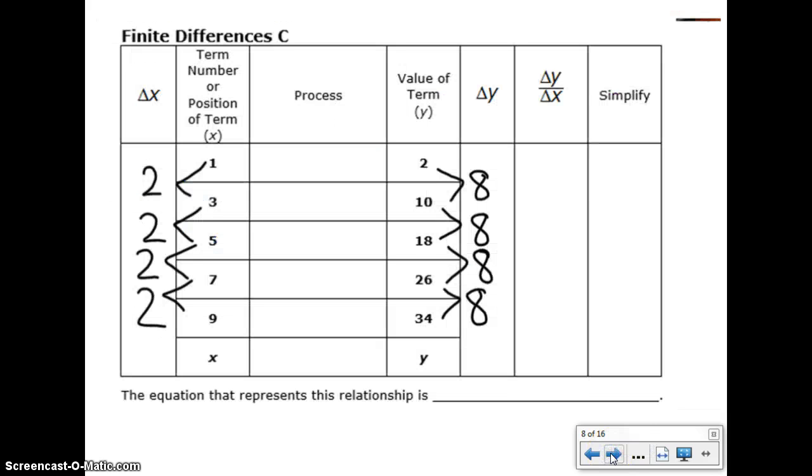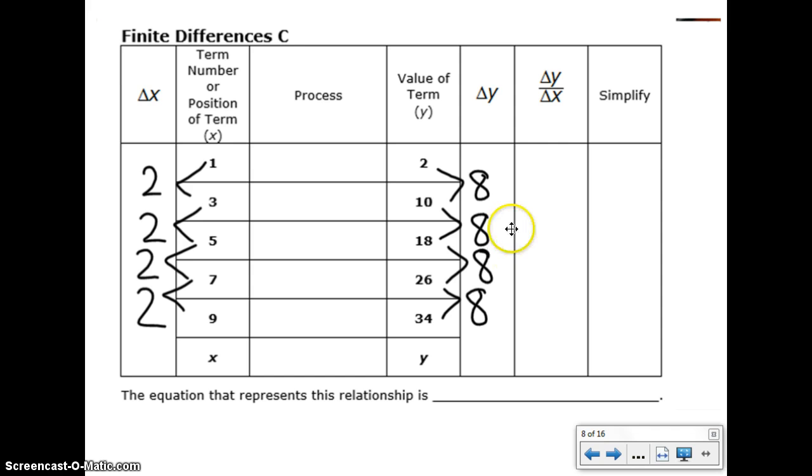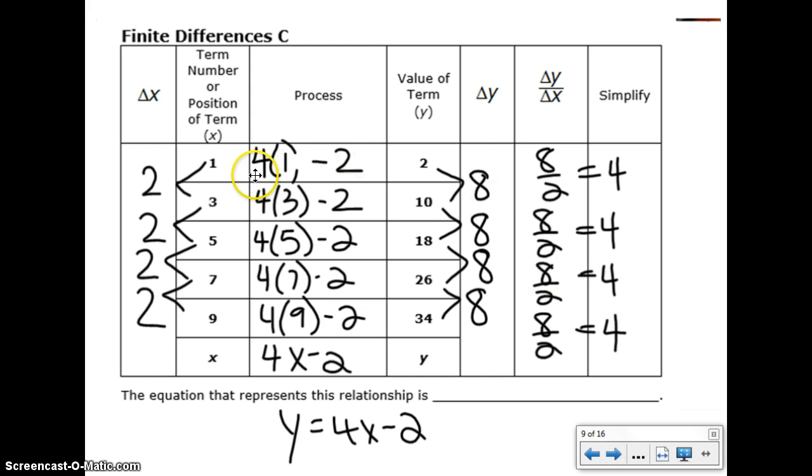Let's look at finite difference C. Since the table is filled in for us, our first job is to find our rate of change. 8 divided by 2 is 4. So our rate of change, or our coefficient, is 4. We'll take that 4 times each value of x. In the first row, the x is 1. 4 times 1 is 4. We have to subtract 2 in order to get a value of 2.